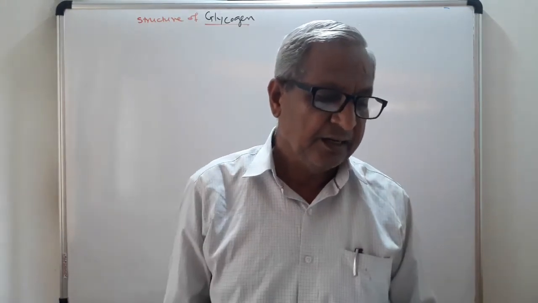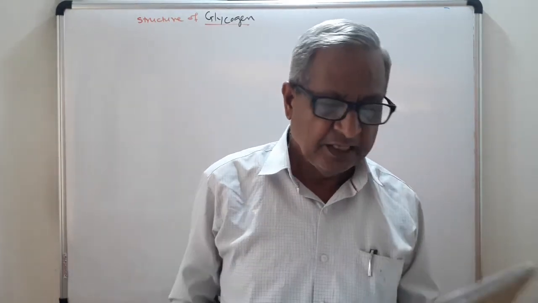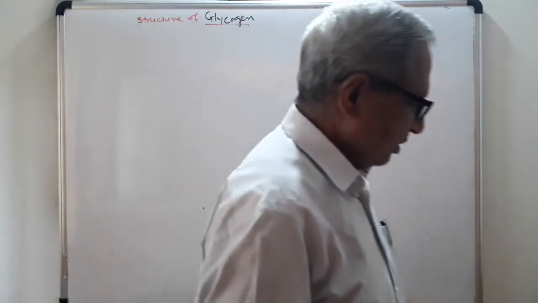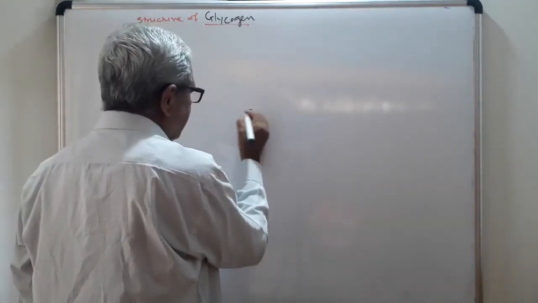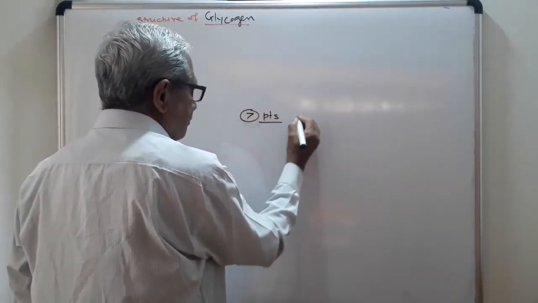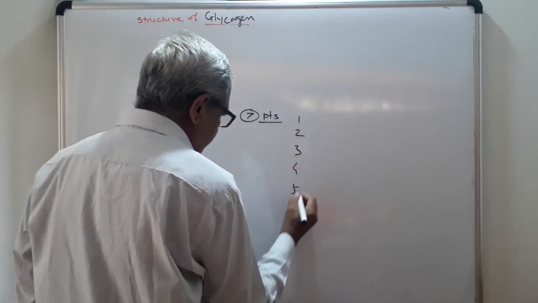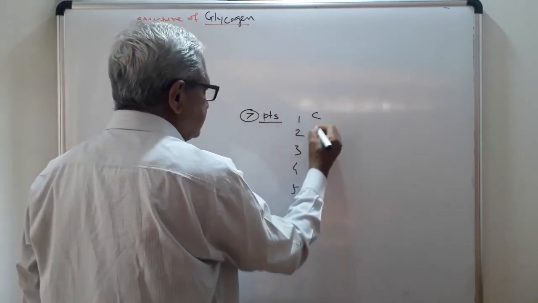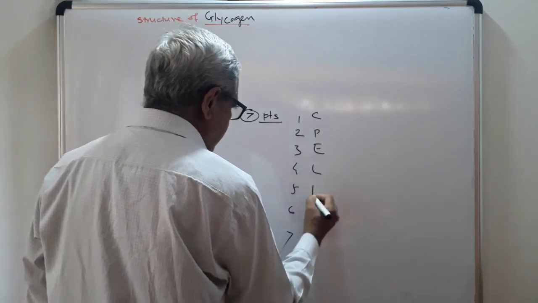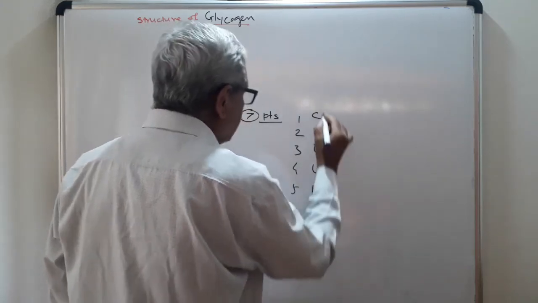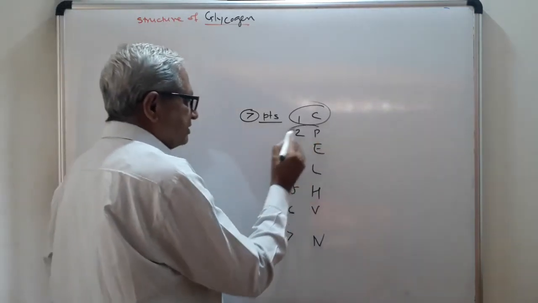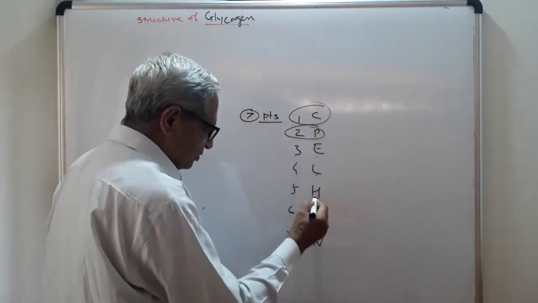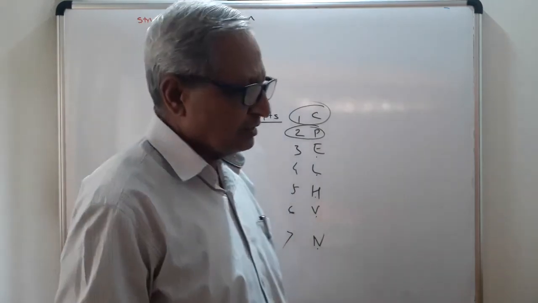So we completed the point carbohydrates. In the next lecture we will start the point proteins, because in this case you have to learn the 7 points. 1 2 3 4 5 6 7. C P E L H V N. We completed C, that is the carbohydrates. In the next lectures I will start here proteins, enzymes, lipids, hormones, vitamins and nucleic acids step by step.